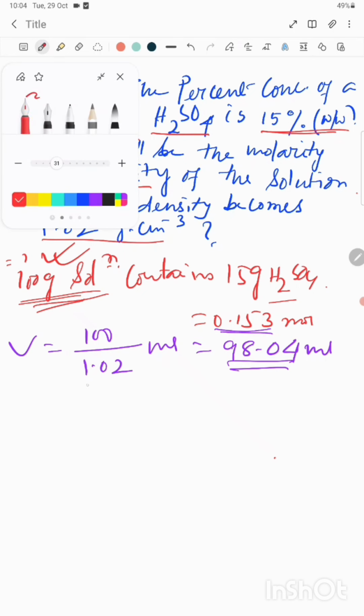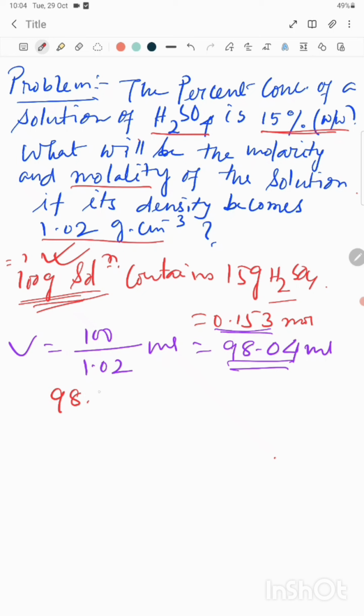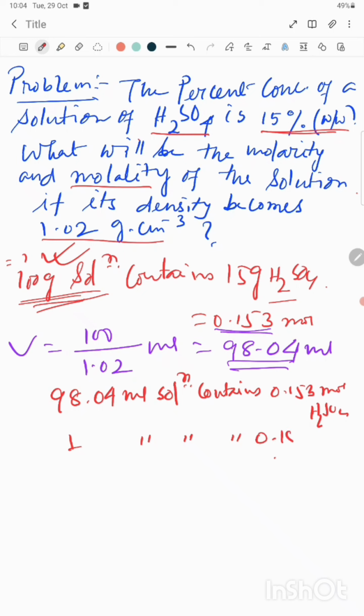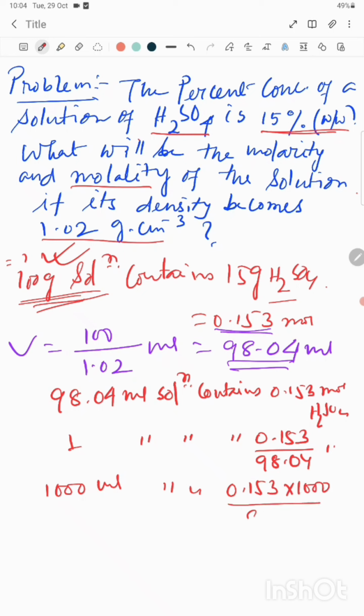So here 98.04 ml solution contains 0.153 mole H2SO4. So 1 ml, simple unitary method, 1 ml of solution contains 0.153 by 98.04 mole of H2SO4. Thus 1000 ml of solution contains 0.153 into 1000 by 98.04 mole of H2SO4.